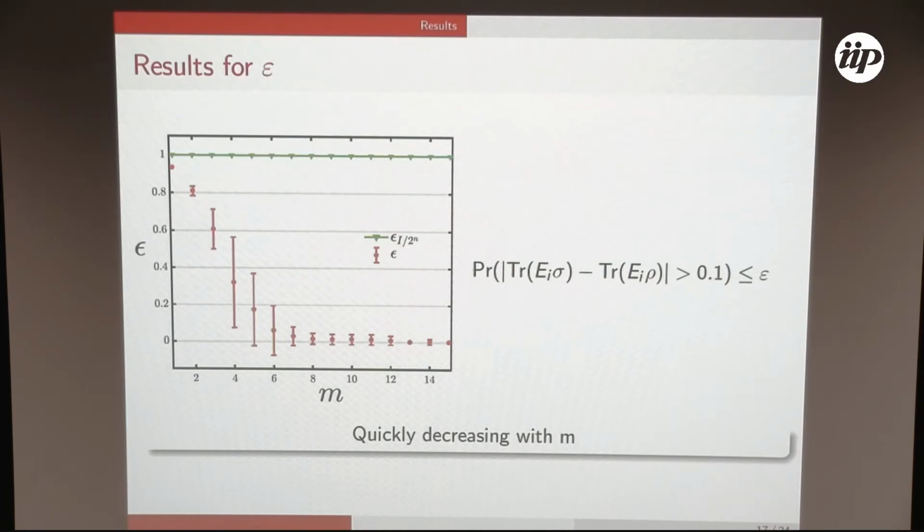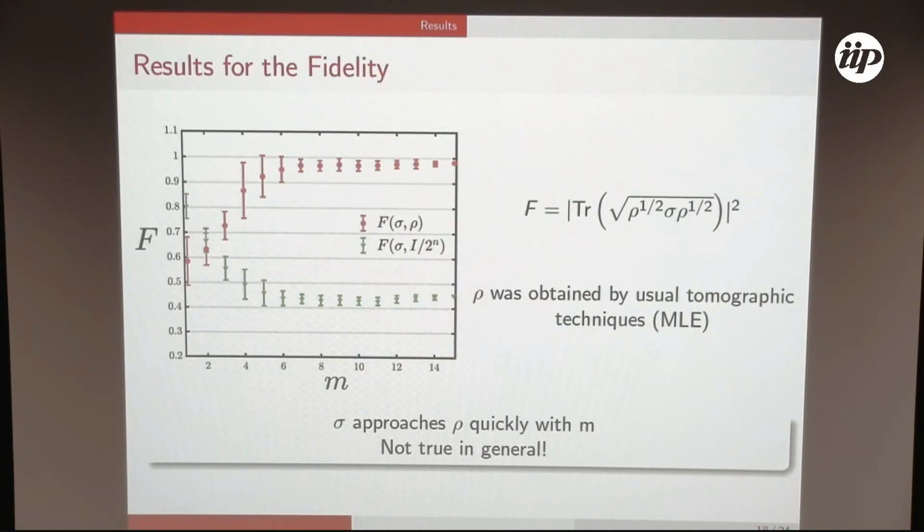Here you can see the probability of failure, which goes down pretty quickly with the number of measurements in the training set, M. Each one of these points represents an average of several trials made with different training sets. And we used an accuracy of 0.1.